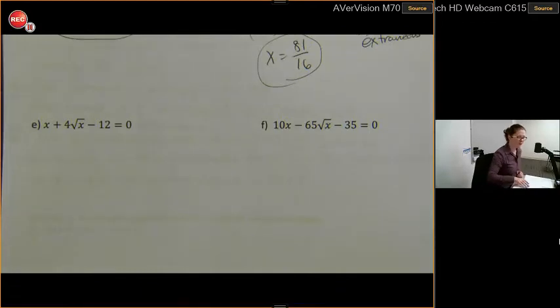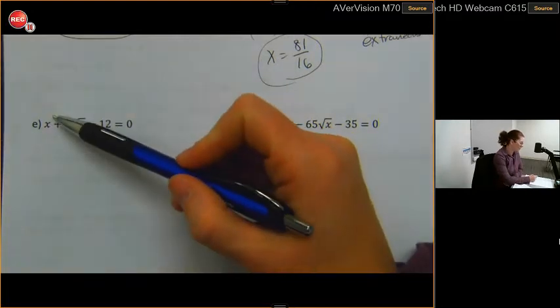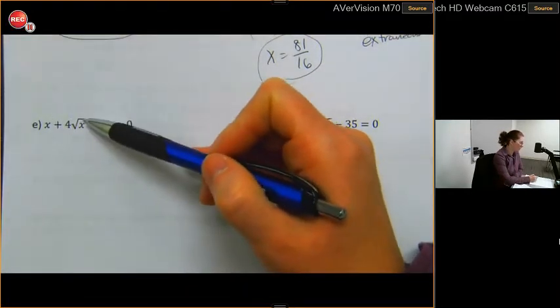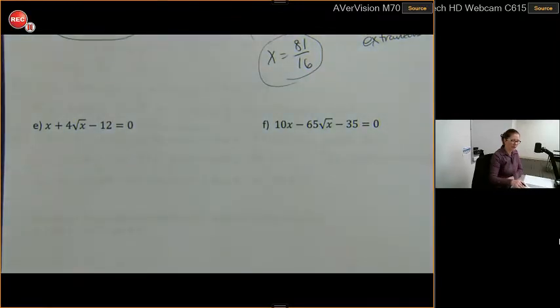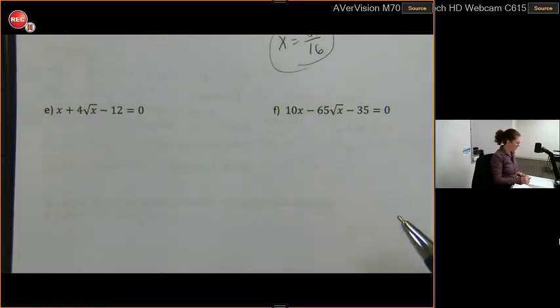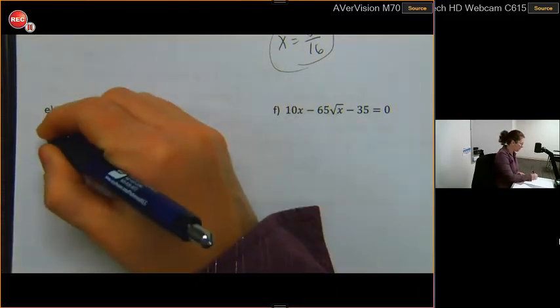Doing section 10.3, a couple of examples that have square roots in them. They still fit the qualifications to be quadratic in form because our first exponent is 1 and our middle exponent is 1/2, because that's what a square root corresponds to. If I were to solve letter E with trial and error, here's how it would go.